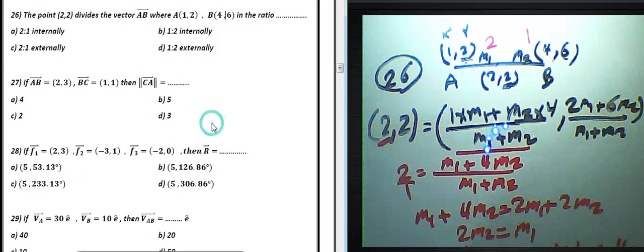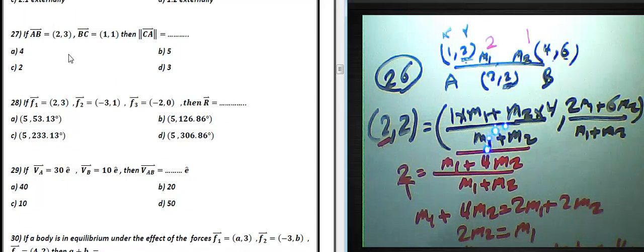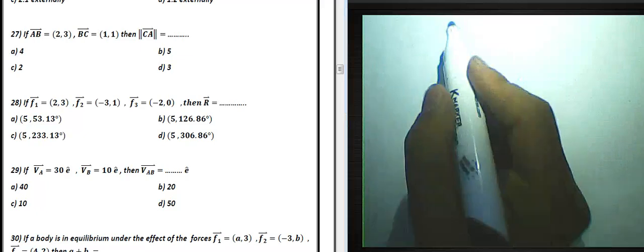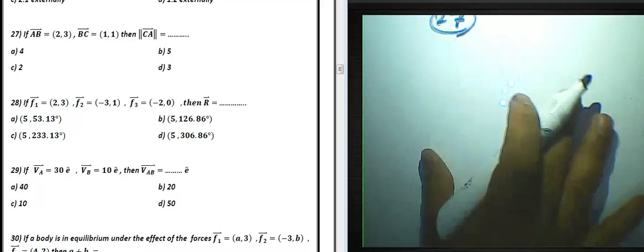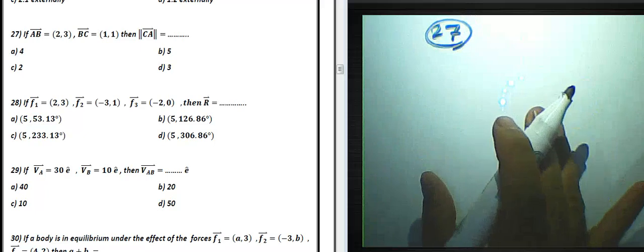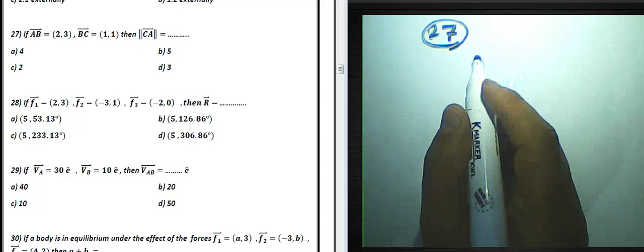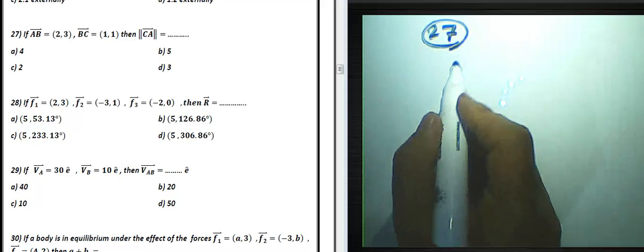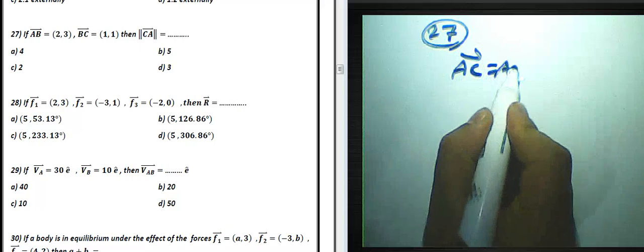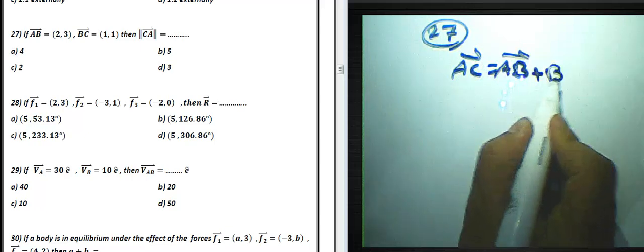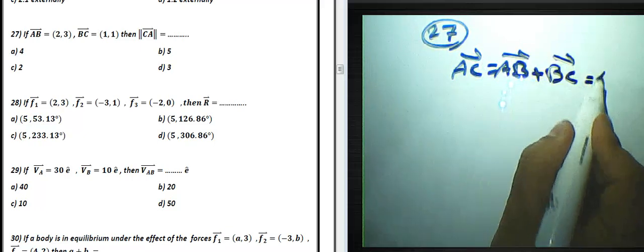Question 27. If vector AB equals 2 and 3 and vector BC equals 1 and 1, then the absolute value, or magnitude, of the vector CA equals. Look with me at this example. He gives us the vector AB and the vector BC. If we add them, the result will be AC. We know the vector AC equals vector AB plus vector BC equals 3 and 4.